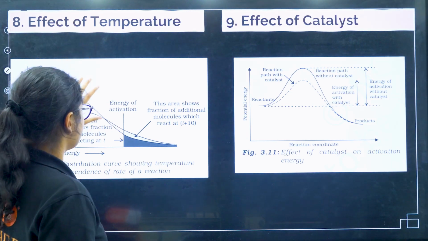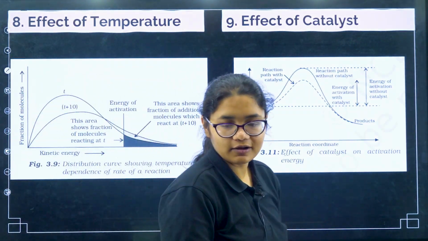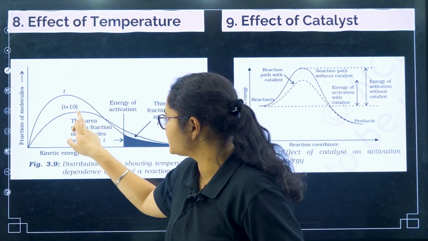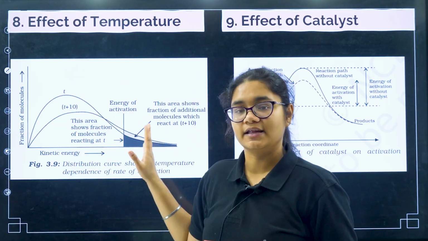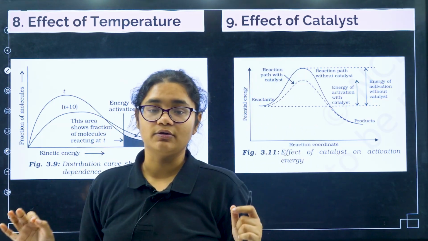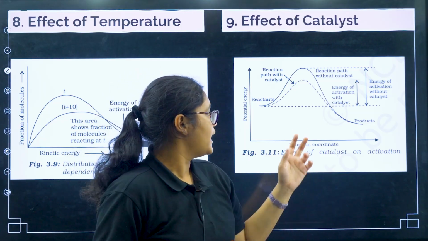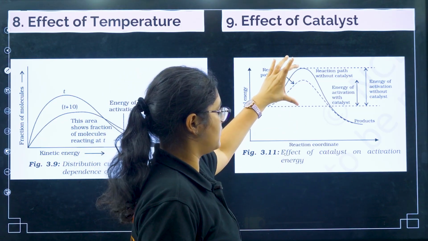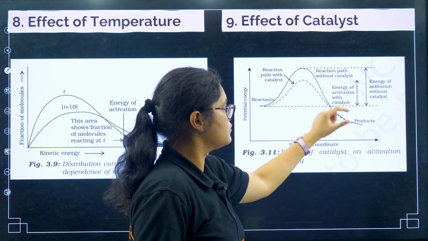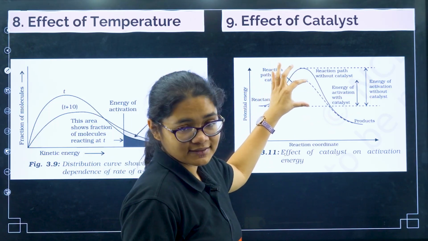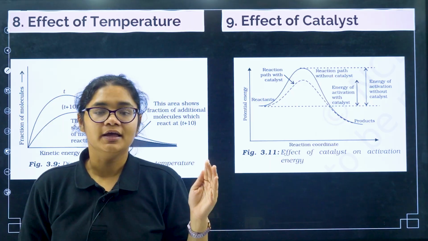Next, effect of temperature: you have to draw the Boltzmann curve and show that when the temperature increases, the number of particles having energy greater than the activation energy increases, and that is why the rate of the reaction increases. And then the role of catalyst: when I use a catalyst, the activation energy decreases and that is why the rate of the reaction increases, okay.